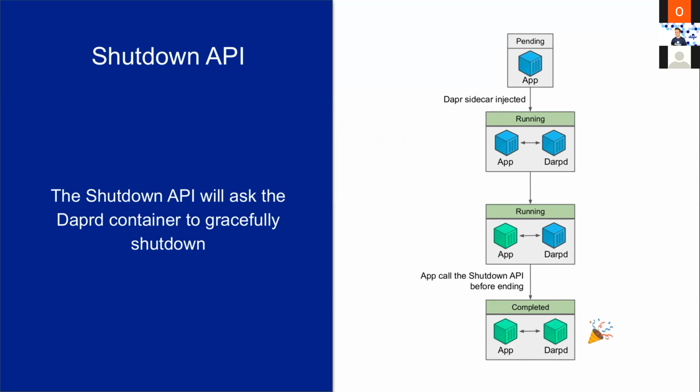It's the same principle. You inject the sidecar when you create a pod, your job is running, but just before ending your job, you call the Shutdown API that will tell Dapr to exit gracefully, and then Kubernetes will consider the job completed because those two processes will be completed with an exit code of 0.